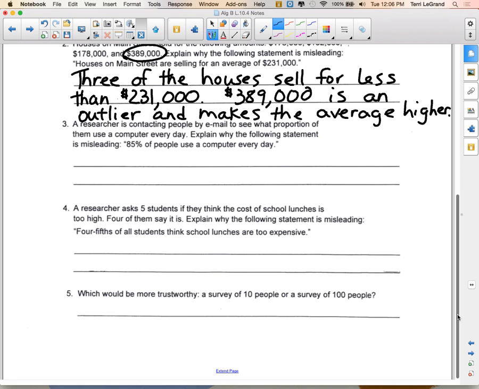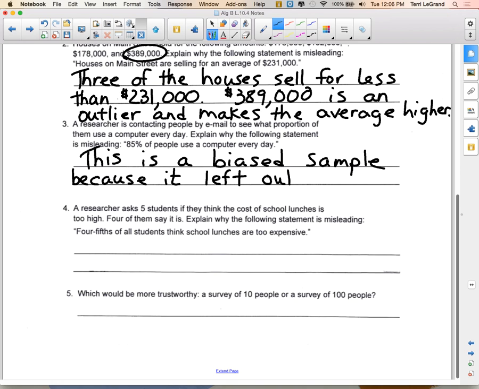This is a biased sample because it left out people who do not use email, maybe. You know what? Just because there are people who have a computer and they don't use email. They probably still do the old-fashioned thing of calling people. Or writing a letter, yeah, imagine that.